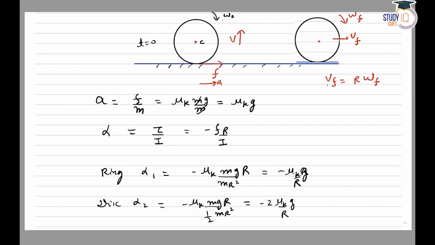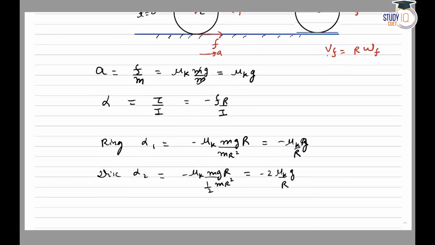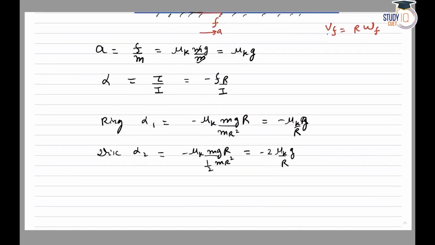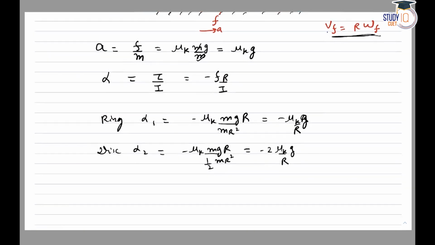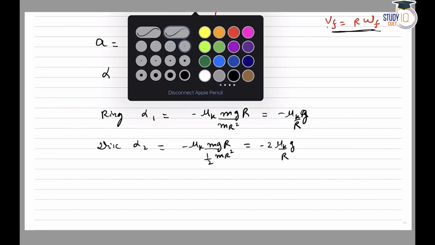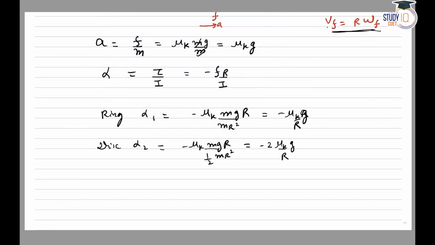Once we have the values of alpha 1 and alpha 2, in the case of pure rolling, the situation is that v final is equal to r omega. Now using the speed equation, v equals u plus at, the equation of motion can be used. So v final is equal to the initial translational speed, which is 0, plus the acceleration, mu k into g, into time. This is the equation of translational velocity, and similarly we can use the rotational equation, omega is equal to omega naught plus alpha into t.